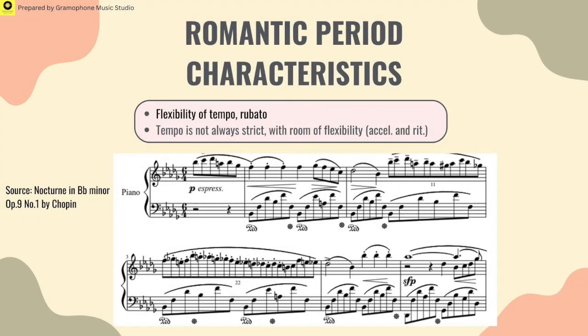The flexibility of tempo, or tempo rubato, means the tempo is not always strict, with room for flexibility such as accelerando and ritardando. Here we can see an example of Nocturne in B-flat minor, Opus 9, No. 1 by Chopin.